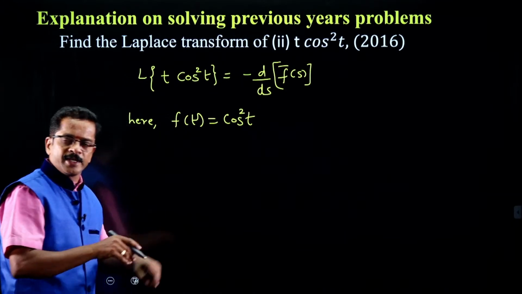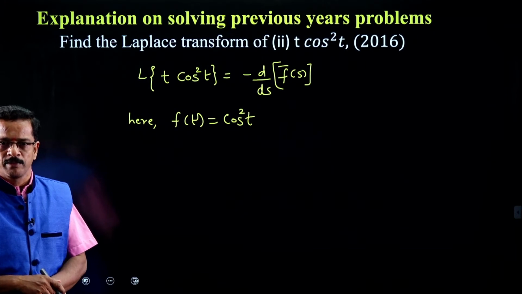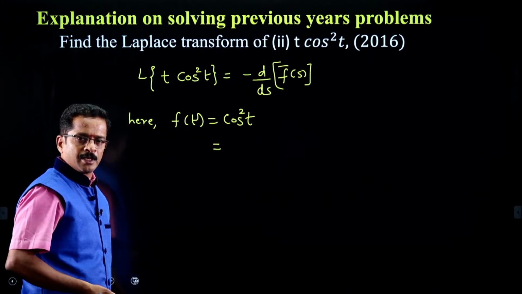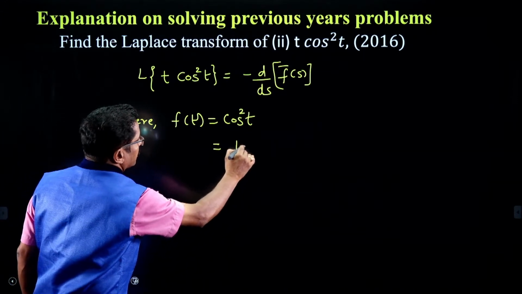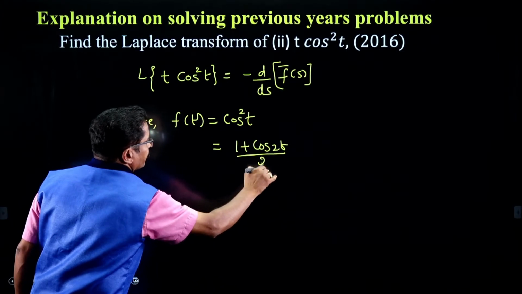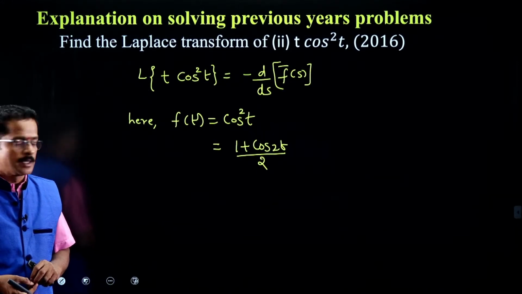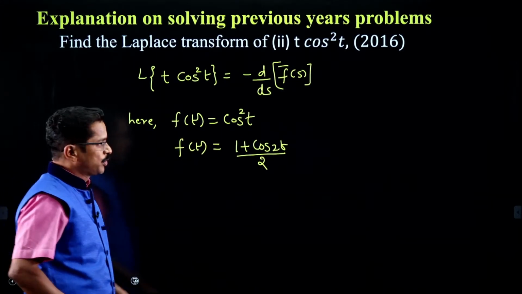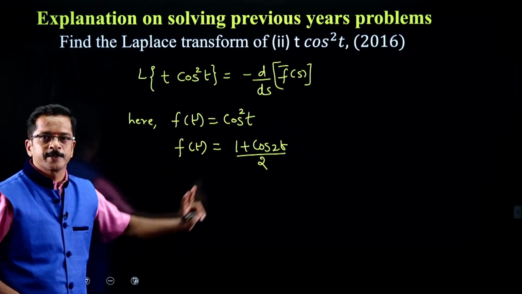Cos square t is not in terms of elementary functions. You try to convert it into elementary functions so that we can evaluate the Laplace transform, right? In that sense, I am writing cos square t as 1 plus cos 2t by 2. This is the cos square t formula, evaluated from cos 2t. As we know, cos square t equals 1 plus cos 2t by 2. I hope you are all aware of it.